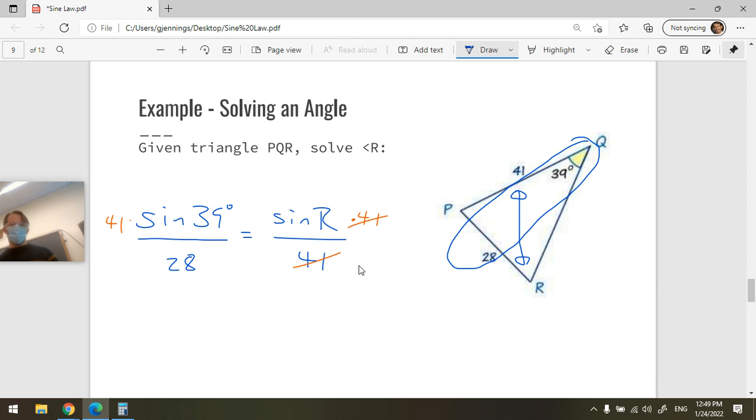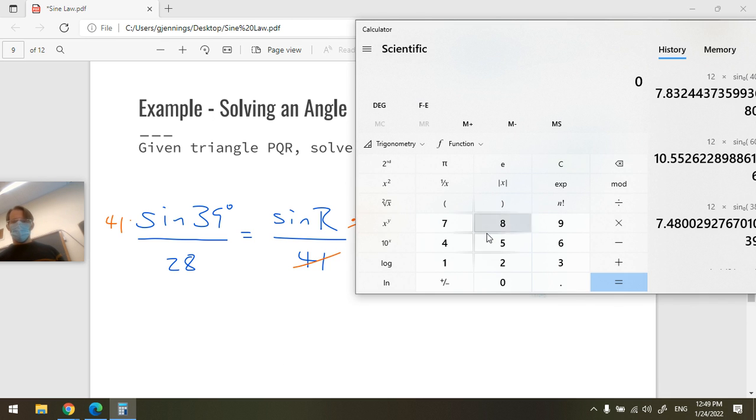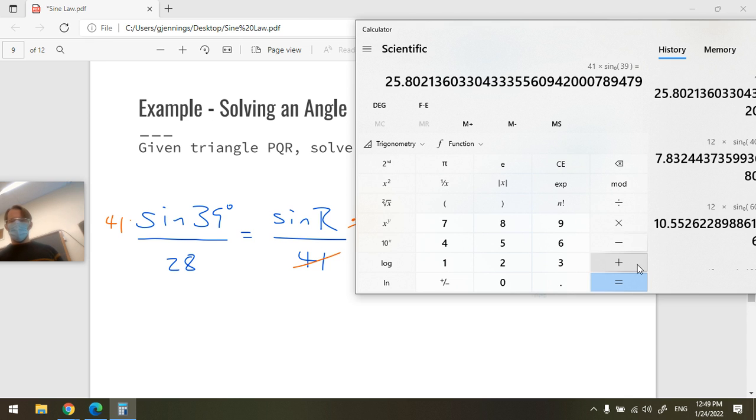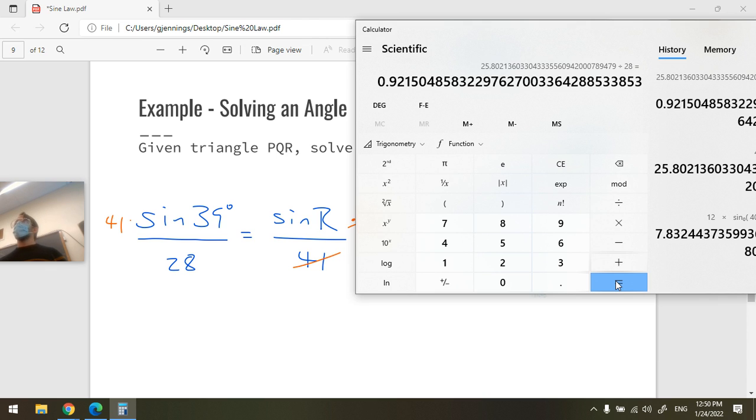So 41 divided by 28 multiplied by sine 39. Let's do that. Clear everything. 41 times the sine of 39 equals 25.8 divided by 28. Now there is a funky thing that can happen here where it gives you a number back that's bigger than 1. I got like 54? Oh, then you punched something wrong. But it is possible to get a number back here that's bigger than 1.